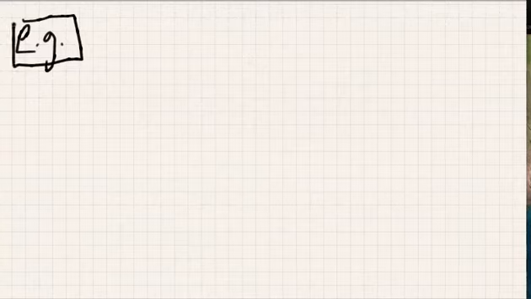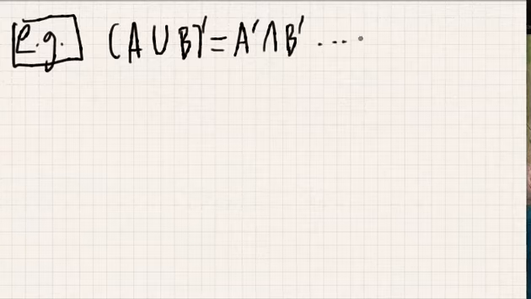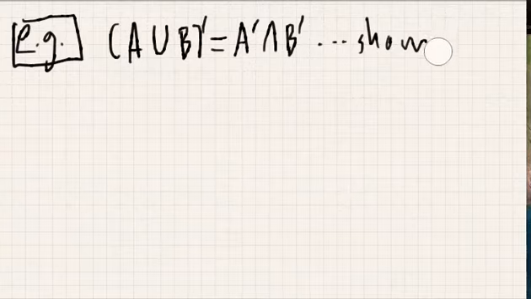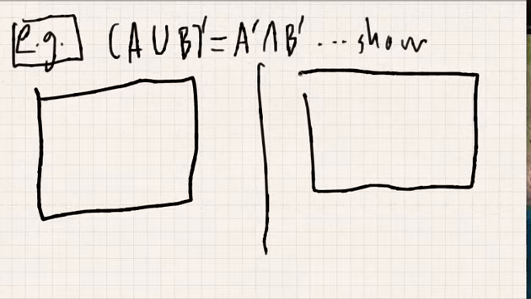Let's also show that we can use Venn diagrams to show that some sort of two sets that might look different are actually the same. So A union B prime is equal to A prime intersect with B prime, and let's show this. The way I'm going to show this is I'm going to have two Venn diagrams and show that I end up with the same thing.